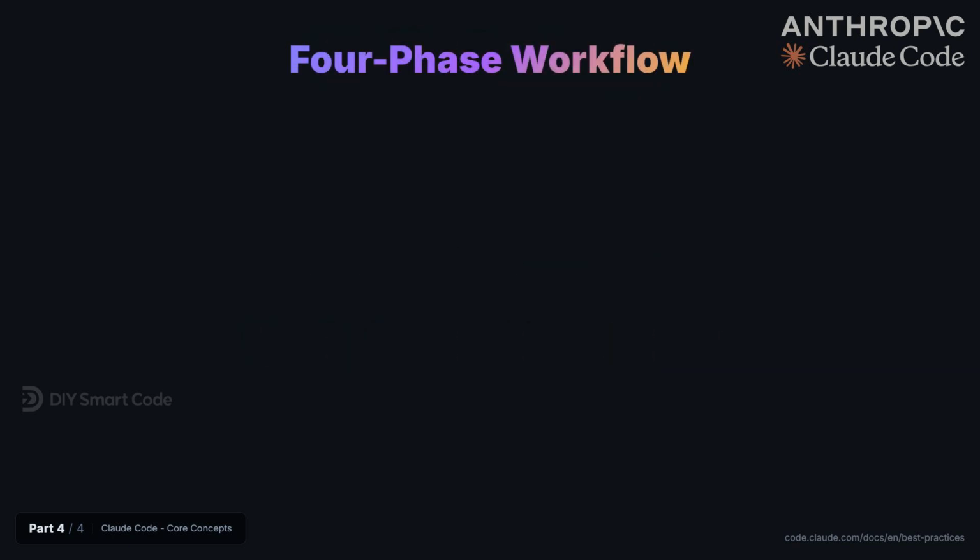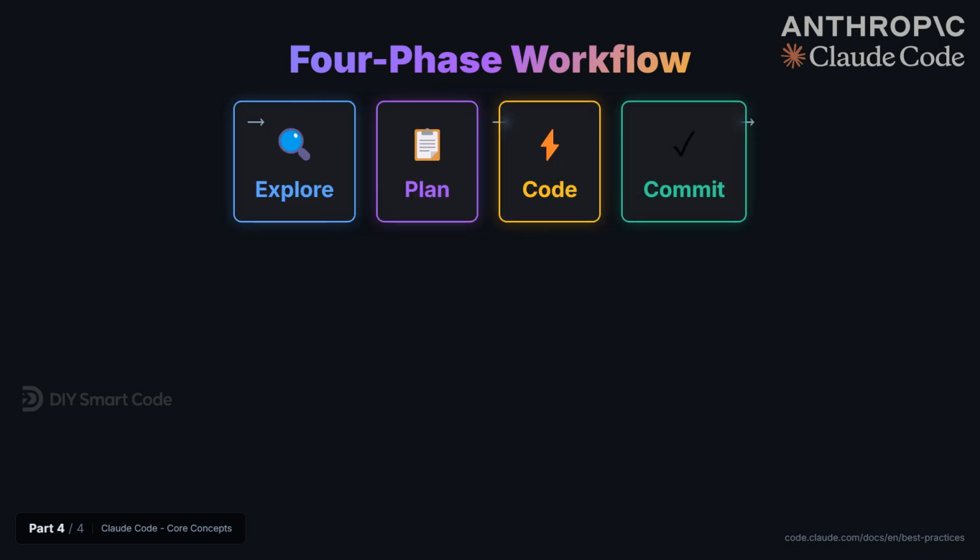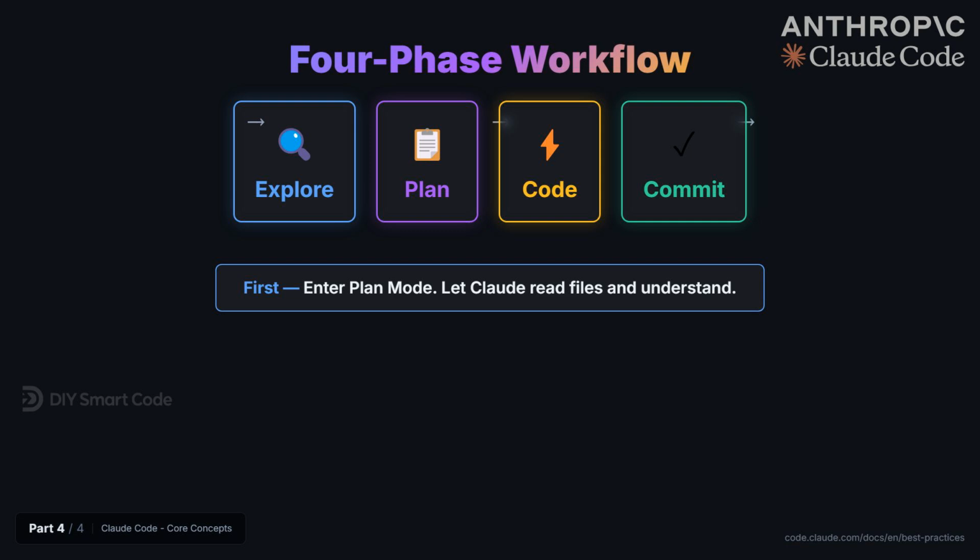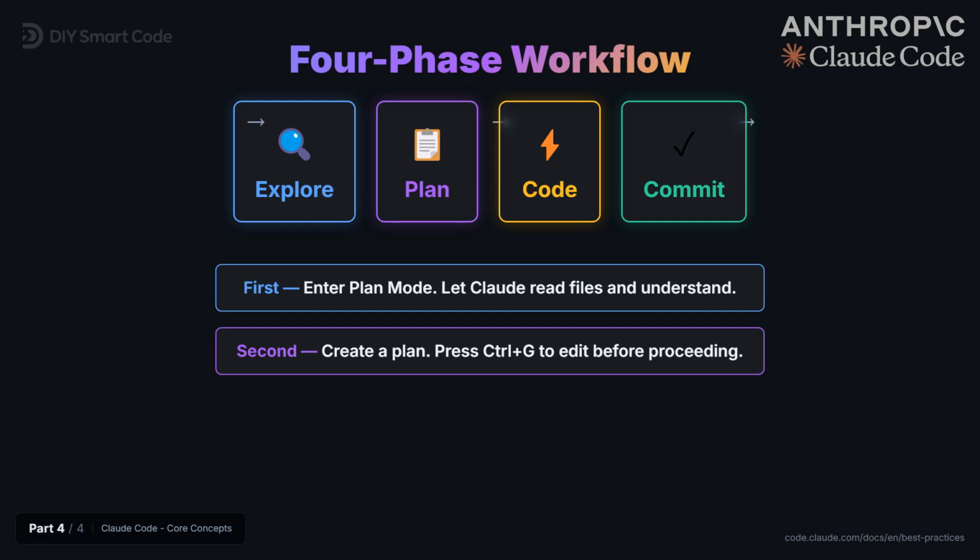The best workflow follows 4 phases. Explore, plan, code, commit. First, enter plan mode. Let Claude read files and understand the codebase. Ask questions. No changes yet. Second, create a plan. Press Ctrl-G to edit the plan in your text editor before proceeding.